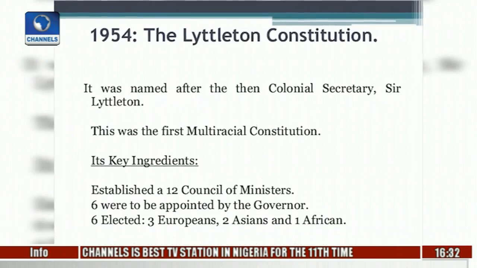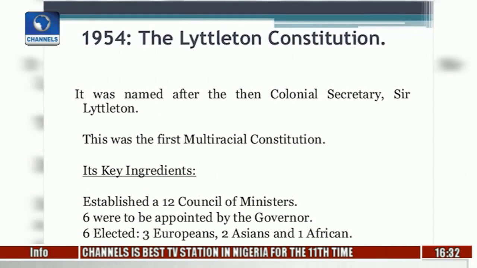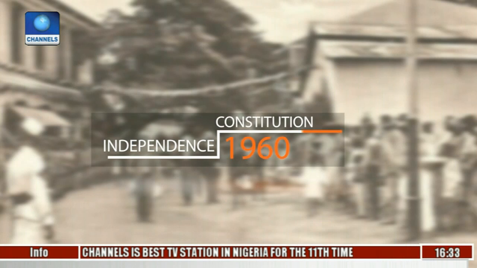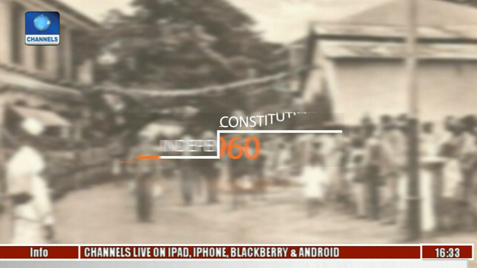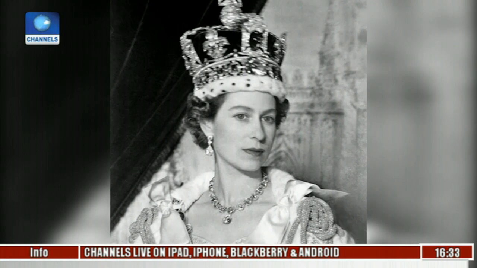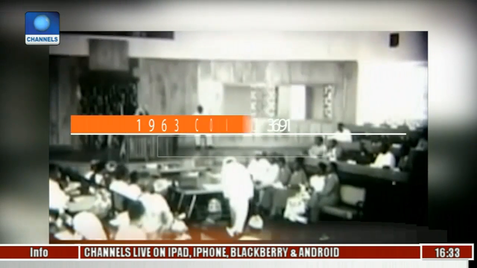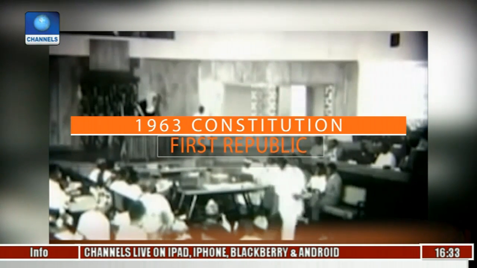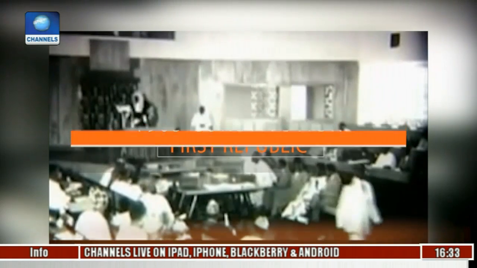The Littleton Constitution, enacted in 1954, firmly established the federal principle and paved the way for independence. Under the Constitution, Nigeria retained Queen Elizabeth II as titular head of state. The 1963 Constitution was Nigeria's second constitution, which established the country as a federal republic.